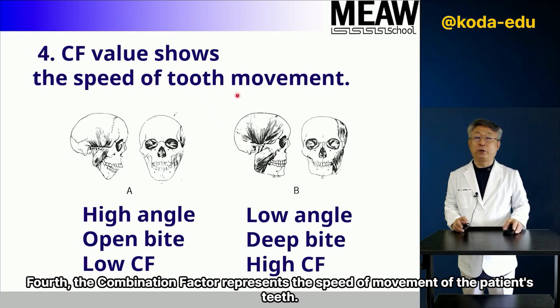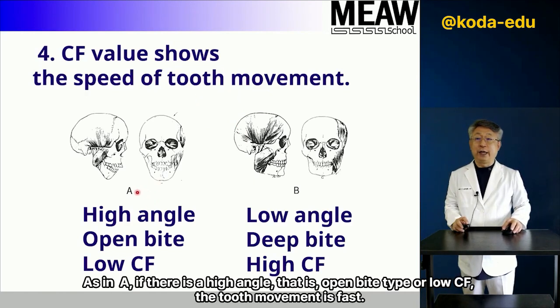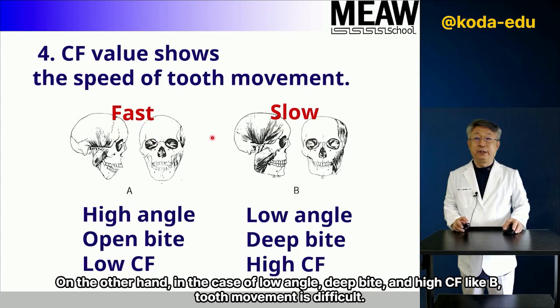As in A, if there is a high angle, that is, open bite type, then with a low CF, tooth movement is fast. On the other hand, in the case of low angle, deep bite type, and high CF, tooth movement is difficult.